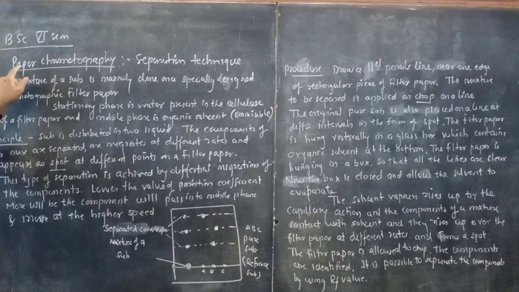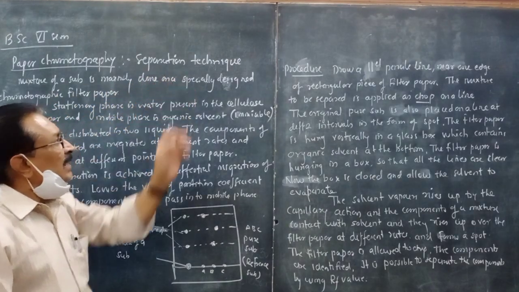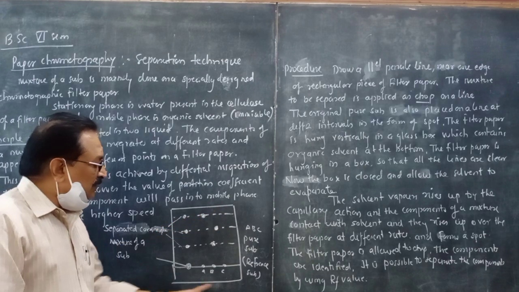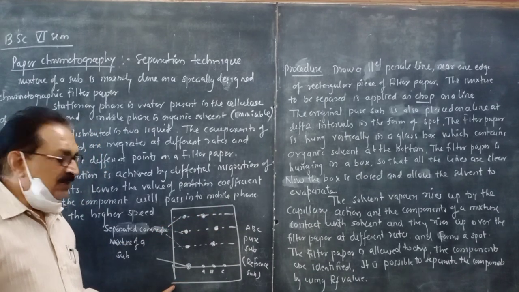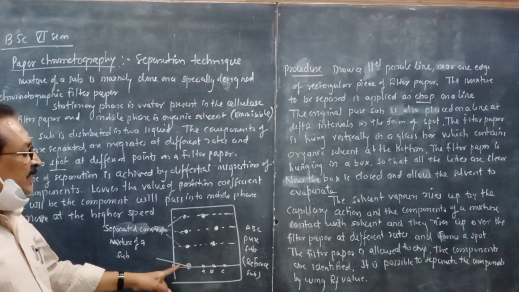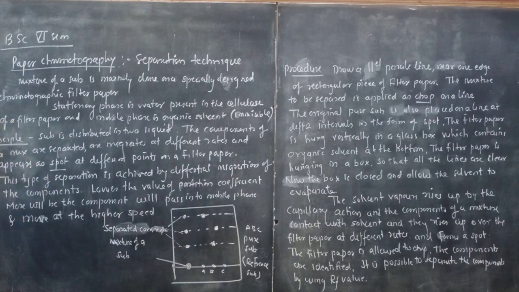Let us study paper chromatography. Already I have told that paper chromatography is one of the separation techniques. The mixture of substances is mainly separated on a specially designed chromatographic filter paper. Here, this rectangular piece is considered a specially designed chromatographic filter paper.